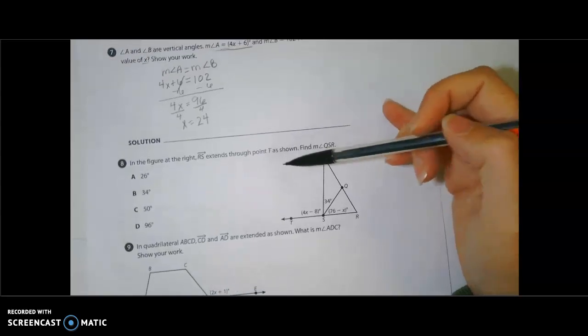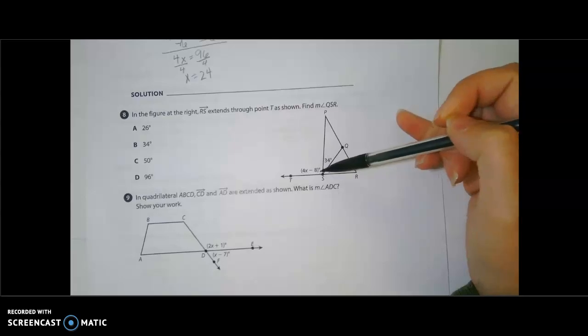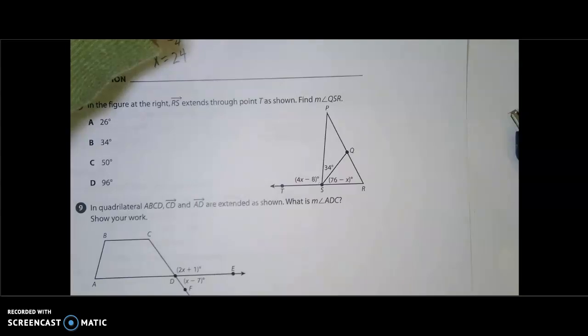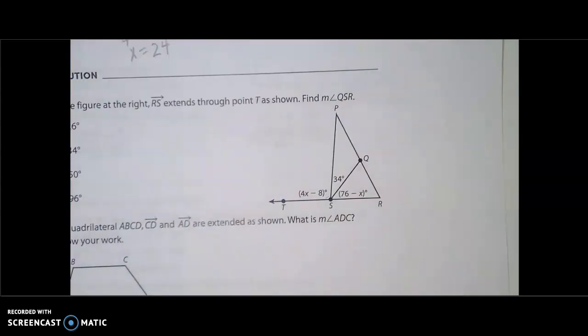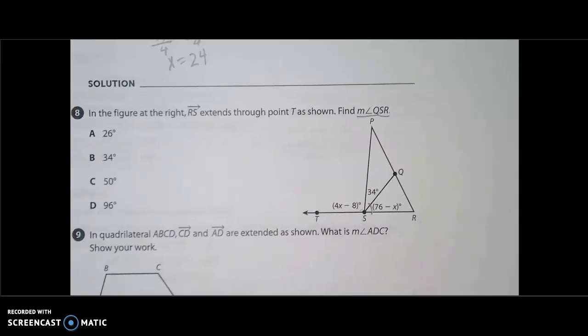All right, so going through these last two examples, we get a little bit more complicated. Looking at problem 8, or the second example on our paper, we are trying to find the measure of QSR. So we are looking for this angle right here. But in order to do that, I'm going to use the fact that angle TSR is 180 degrees.